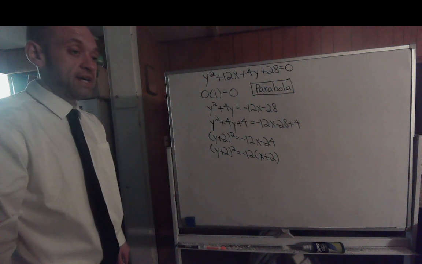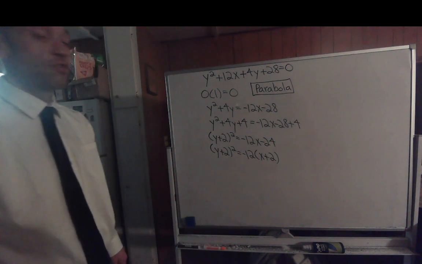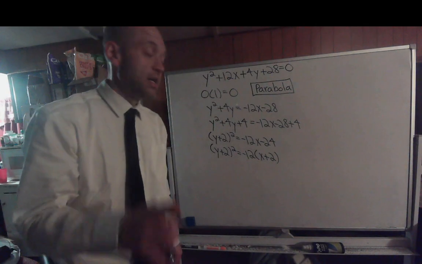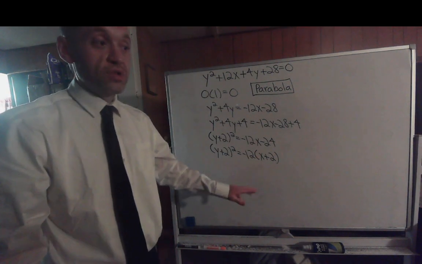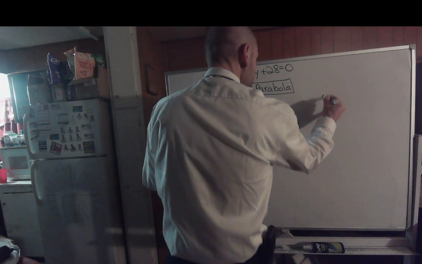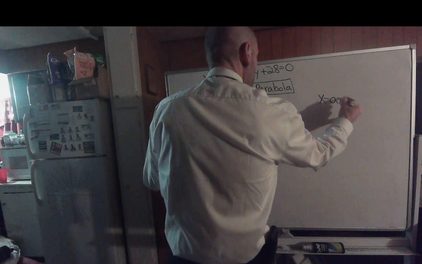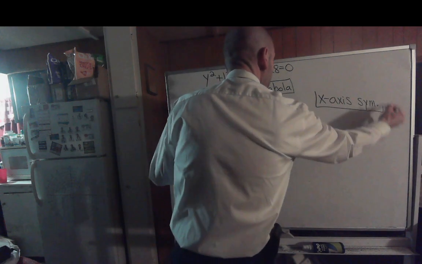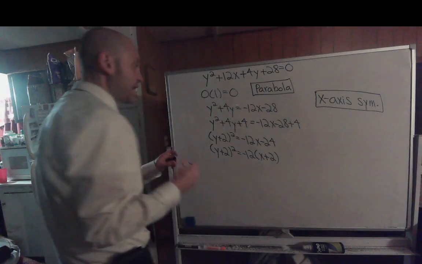So what axis of symmetry does this have? Remember, with a parabola, it's always the linear variable that dictates the axis of symmetry. So this has x-axis symmetry. So we will have x-axis symmetry for this parabola.